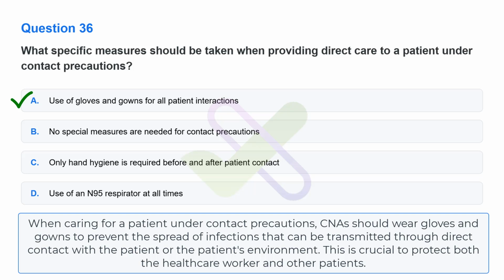The correct answer is A. Use of gloves and gowns for all patient interactions. When caring for a patient under contact precautions, CNAs should wear gloves and gowns to prevent the spread of infections that can be transmitted through direct contact with the patient or the patient's environment. This is crucial to protect both the healthcare worker and other patients.